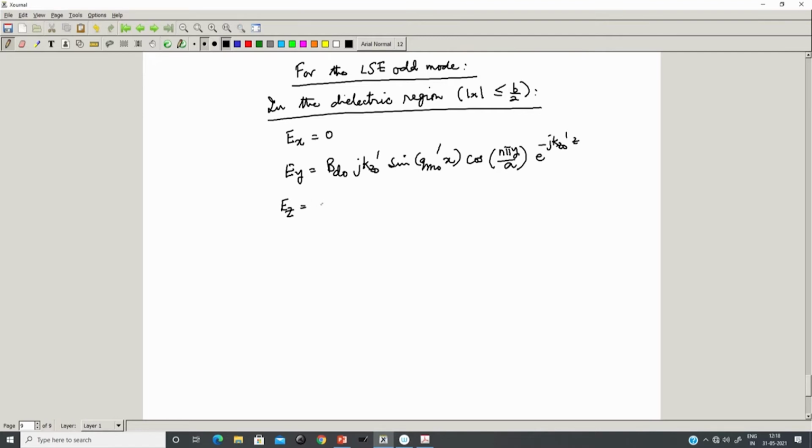E z is minus B D O n pi by a sin q m o prime x sin n pi y by a e power minus j k z naught prime z.